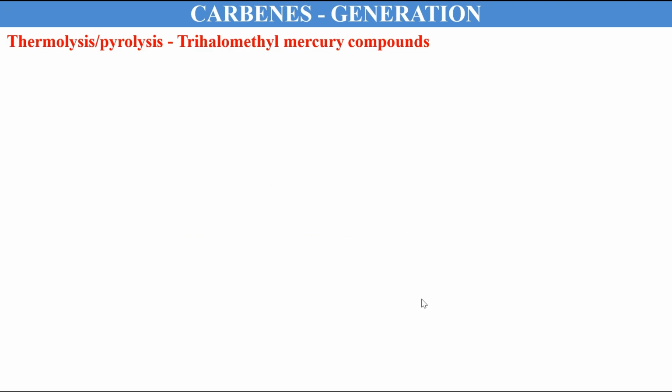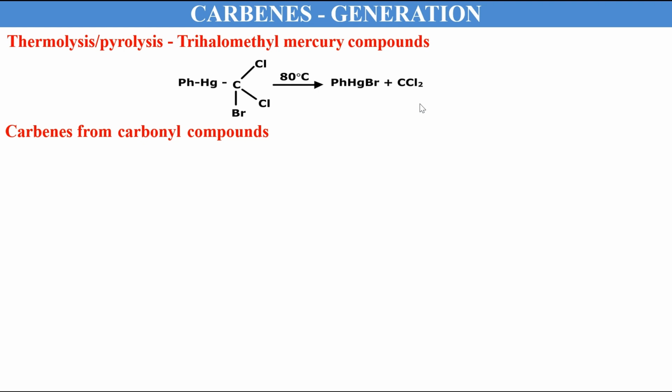Thermolysis or pyrolysis of trihalomethyl mercury compounds can give rise to carbenes. Take a trihalomethyl mercury compound. If I heat it strongly at 80 degrees centigrade, it loses phenyl mercuric bromide, giving rise to dichlorocarbene. Carbenes can also be obtained from carbonyl compounds. This is the fourth approach.